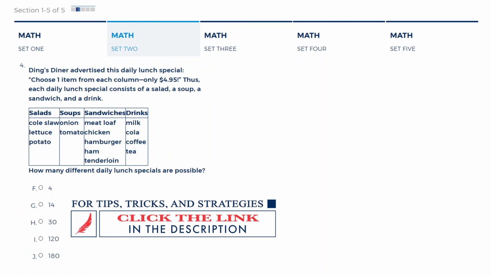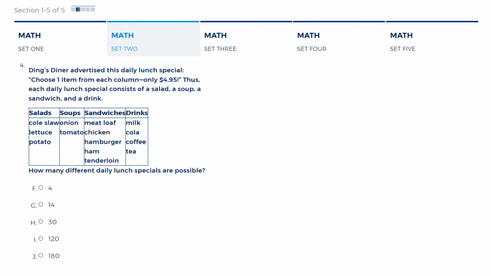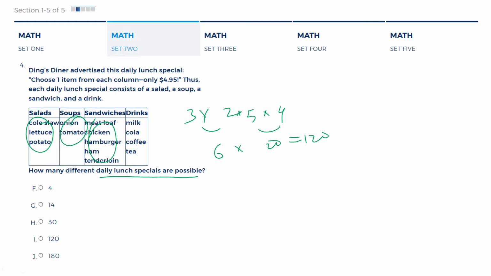C. Next. All right, so Ding's Diner advertised, how many different daily lunch specials? So 3, 2, 1, 2, 3, 5, and 4. All I have to do is just multiply them out. So this is 20, this is 6, that's 120.